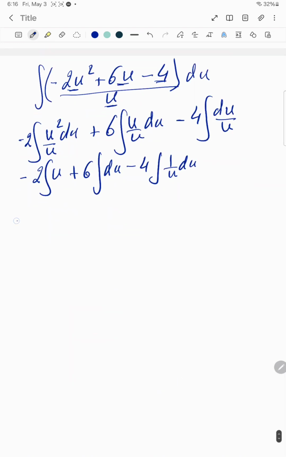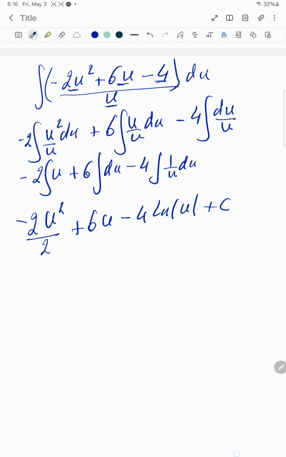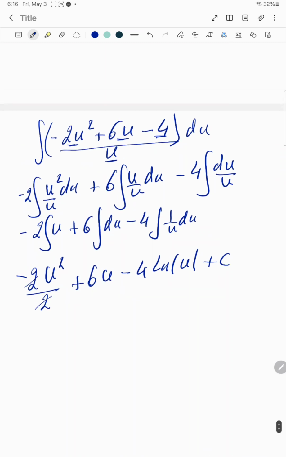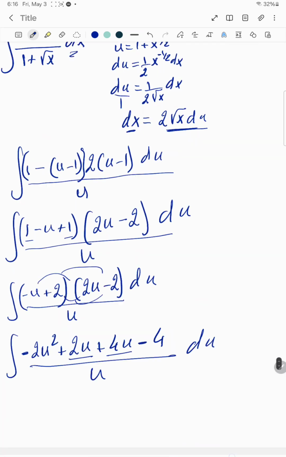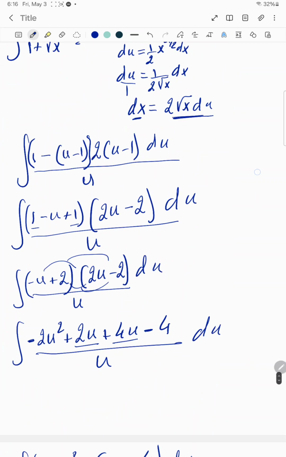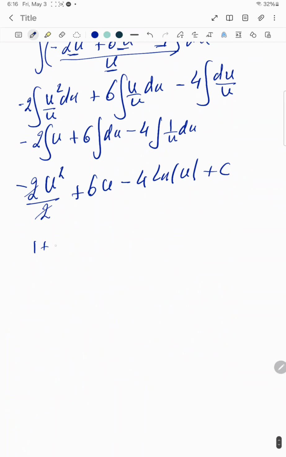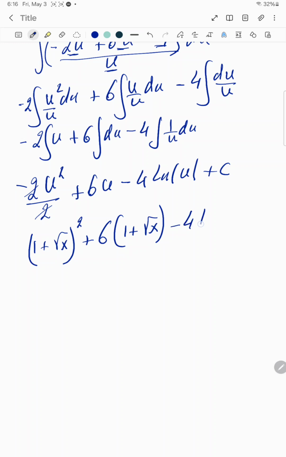And if I solve that integral, I get minus 2u square divided by 2, plus 6u, minus 4 ln of u, plus c. And then I can simplify here by 2, and I will replace u by its value. The original value of u is 1 plus square root of x. So it is minus (1 plus square root of x) square, plus 6 times (1 plus square root of x), minus 4 ln of (1 plus square root of x), plus c.